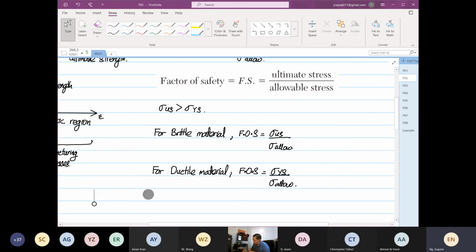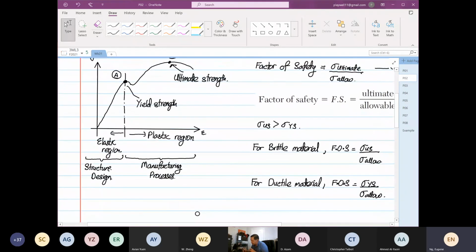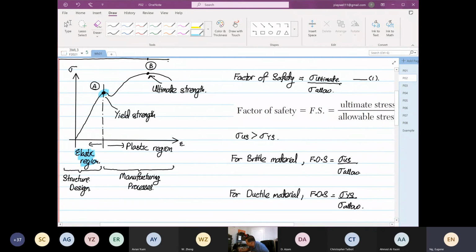As we mentioned before, we want our stress state to be in the elastic region in structure design. That is why our factor of safety is based on the yield strength for ductile material. Now, can someone tell me why for brittle material you can use ultimate strength? Interesting, isn't it? Ductile material, you stop at the yield strength. For brittle material, you can use ultimate strength. Brittle materials are like concrete, for example.